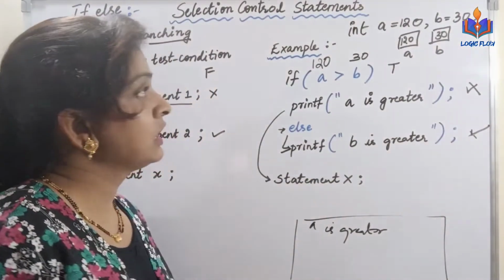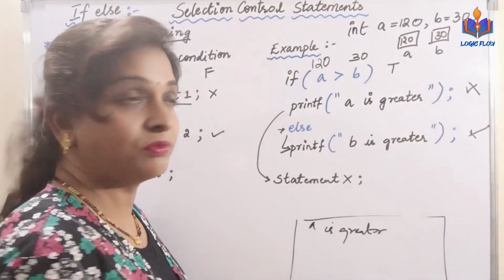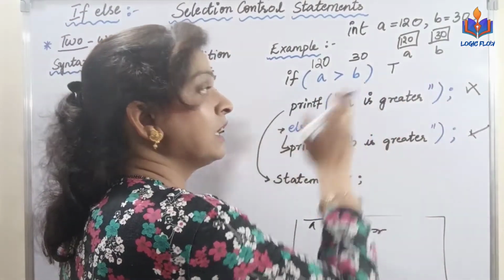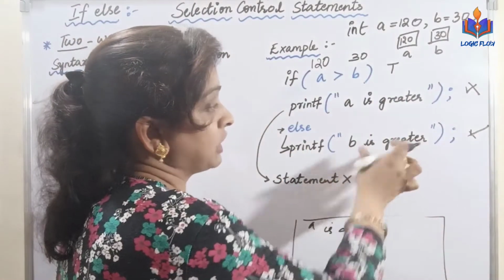So I am checking the largest of two numbers. Is 120 greater than 30? Yes, it is found true. Then I should get a message, A is greater. Then my work is done. Then I have to simply go with the remaining statements. I have to skip this statement.